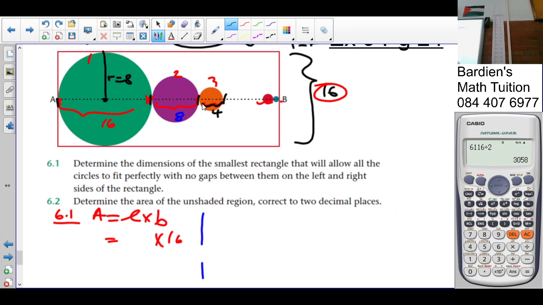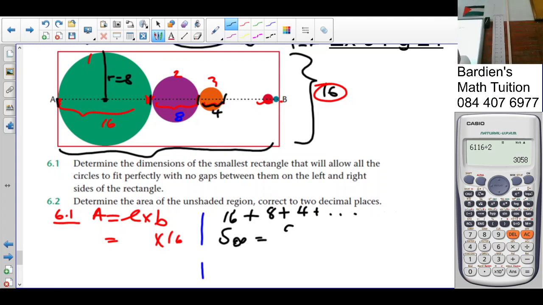Okay, so I have a pattern now which is 16 plus 8 plus 4 plus and so on. So how are we going to calculate the sum of this here? Or what could the length of this be? It's going to again be the sum to infinity. So sum to infinity is equal to a over 1 minus r. Your a value is 16 over 1 minus, and what's my r value? 8 over 16, which is half, or 4 over 8, which is half, which is going to give me 32. So that's going to give me 32 centimeters here.